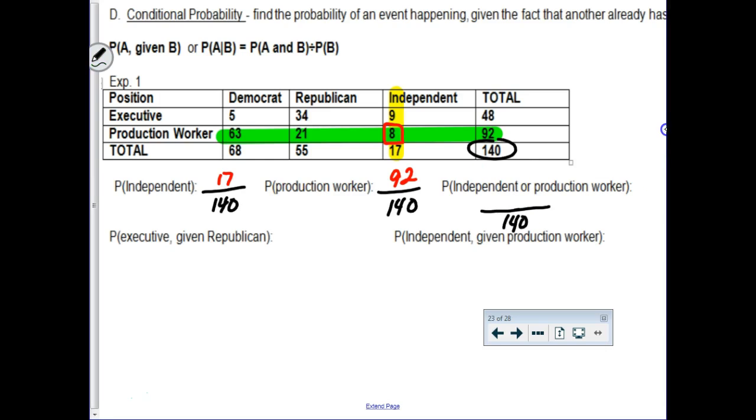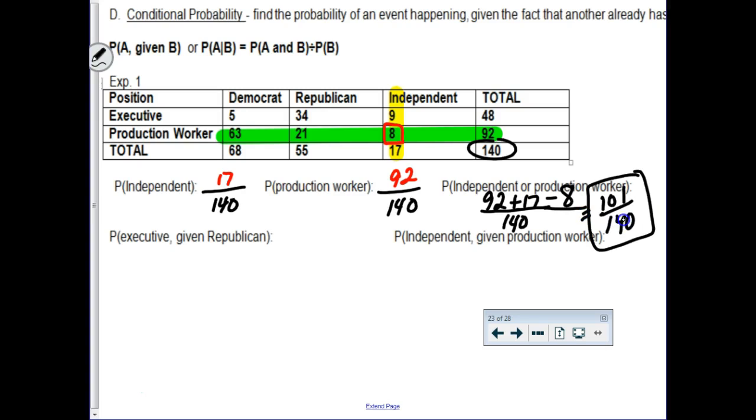So you're going to be counting these 8 people twice when you add up these, when you use the totals. So what I do, I think this is the easiest way to do the question. I say a total of 92 production workers and 17 independents, but then I'm going to subtract the 8 independent production workers one time because I counted them twice. So what's 92 plus 17 minus 8 for my new numerator? Is it 101?